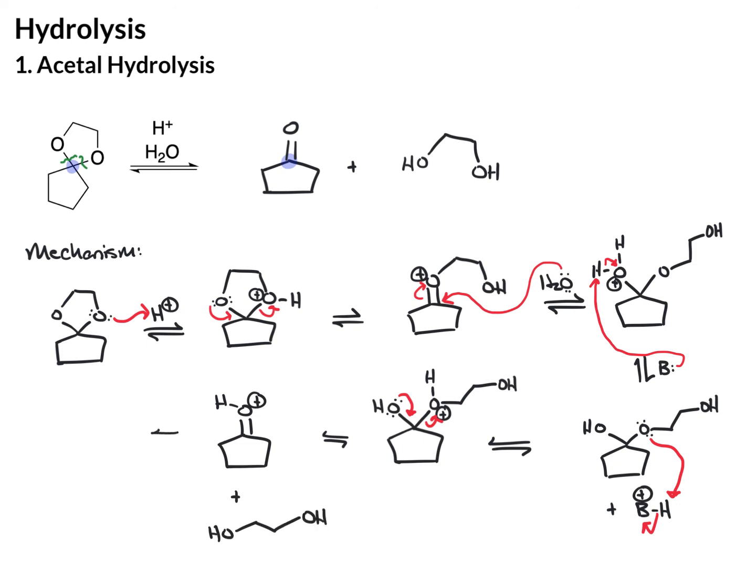Finally, you can just use a weak base B to take the final proton off. And now we're left with a ketone.